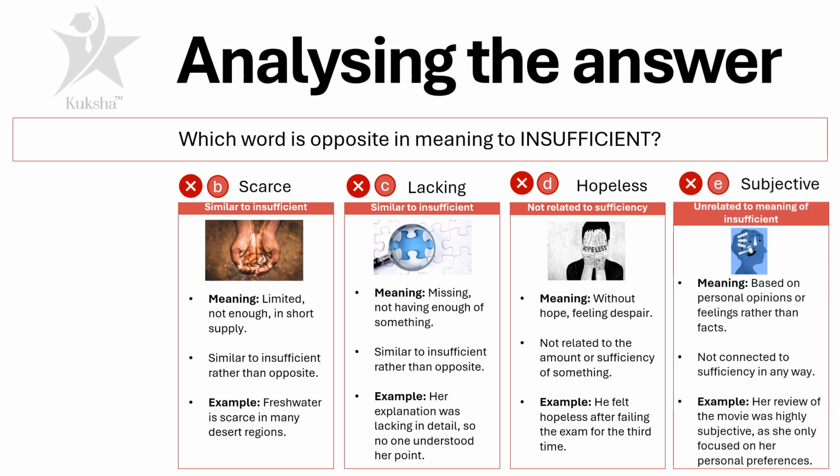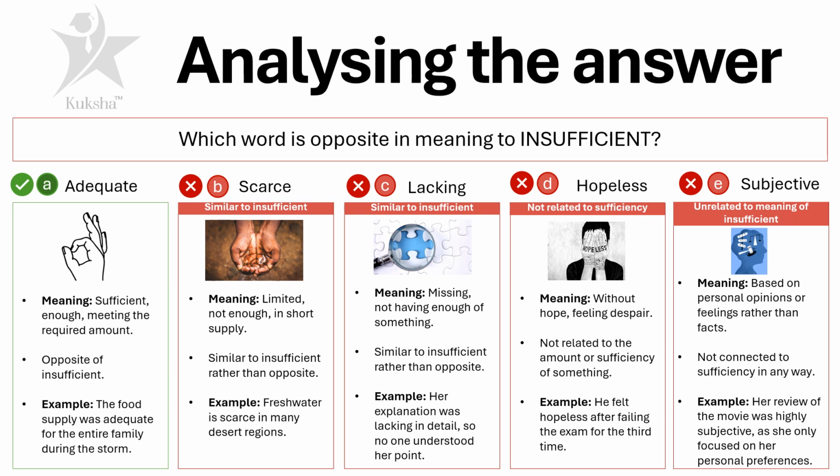Option number E, subjective, is again incorrect because it is unrelated to the meaning of insufficient in this context. So what does subjective mean? Subjective means based on personal opinions or feelings rather than facts. So it's not connected to this particular question or sufficiency in any way. An example where subjective is used: her review of the movie was highly subjective as she only focused on her personal preferences.